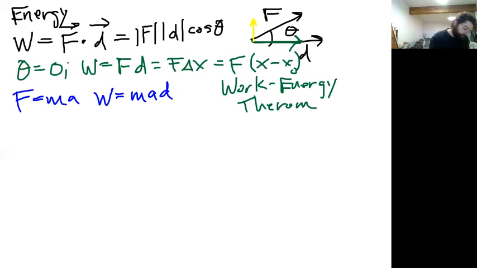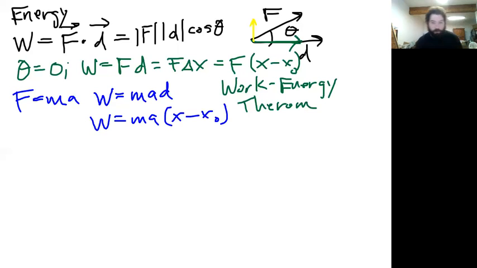A better way to write this, as you can see, is the way we had it before, which is x minus x naught. So hopefully this is starting to look like an equation that we had from kinematics. And if we want to get the kinetic energy, which is going to be proportional to the velocity, then we're going to use this equation. I'll switch my color again.